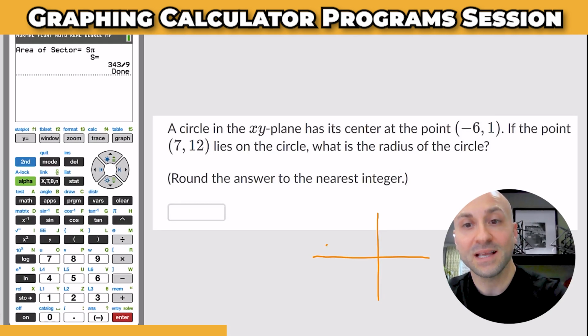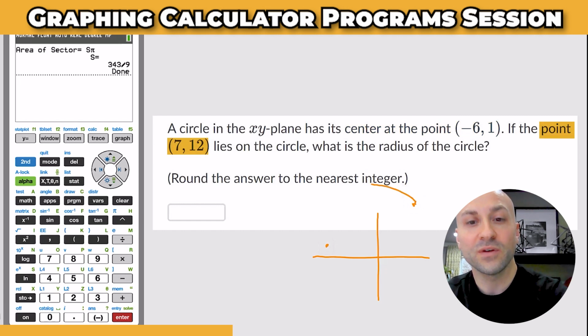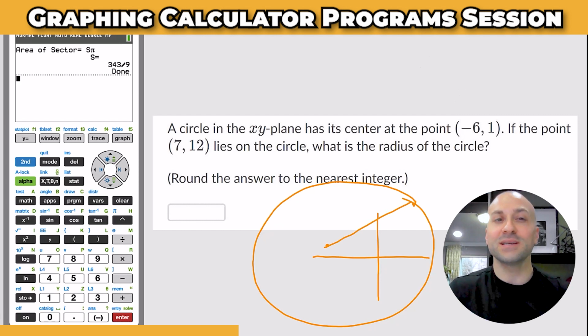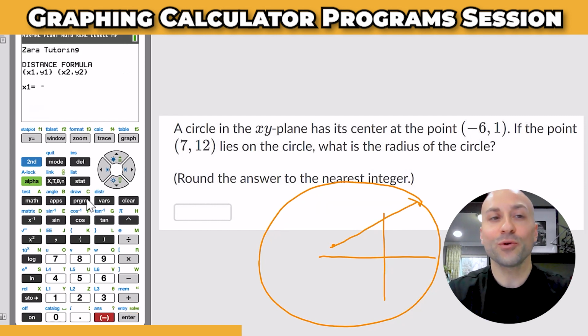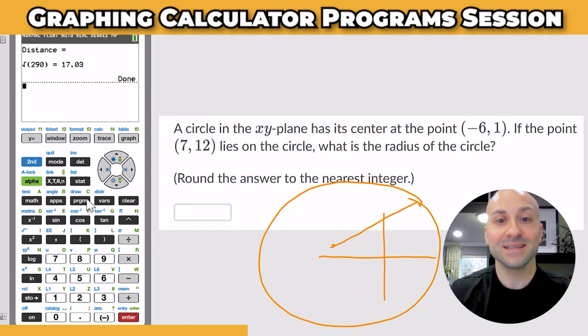Here, they're saying the center is at -6,1, and then there's a point 7,12 on the circle. Well, if they want the radius, that's really just the distance between the 2 points. So in my program distance, I would just type in the ordered pairs, and I get the distance, and rounded to the nearest integer would be 17.